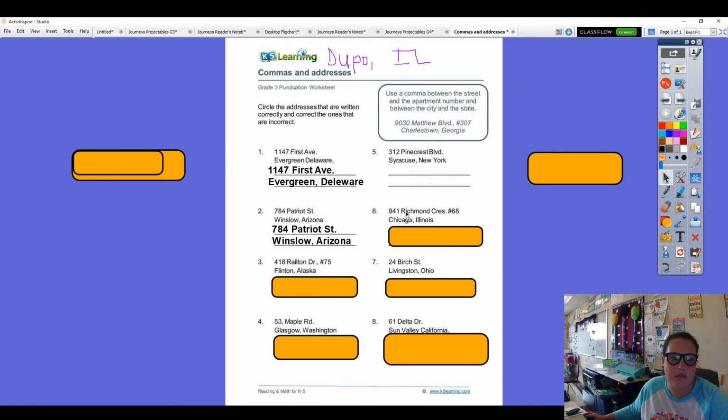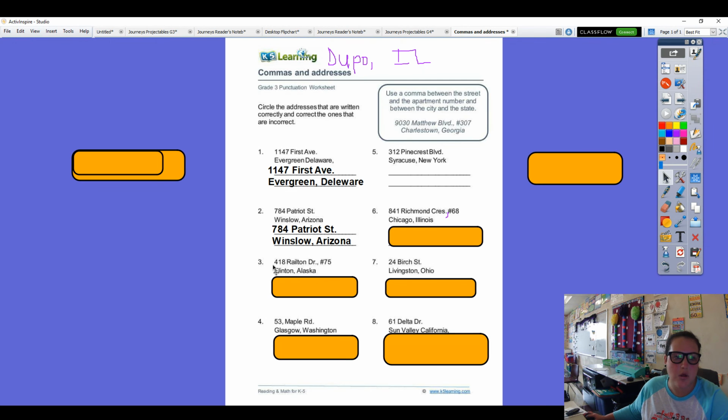All right, number 6. 841 Richmond Crest, apartment number 68, Chicago, Illinois. This one, actually I didn't catch it earlier, needs a comma right here between the street name and the apartment number. So I was only looking right here on this one at the city and state because the comma is in the correct place. But you need the comma between the street name and the apartment number.